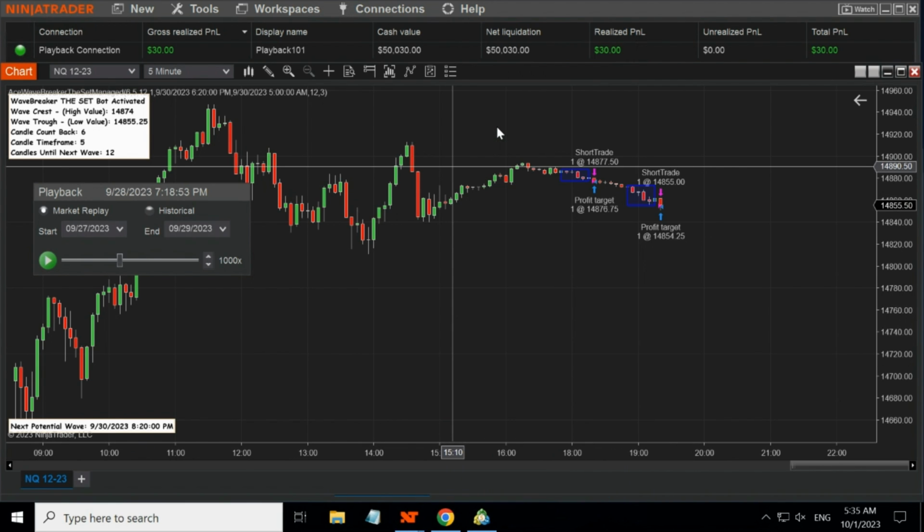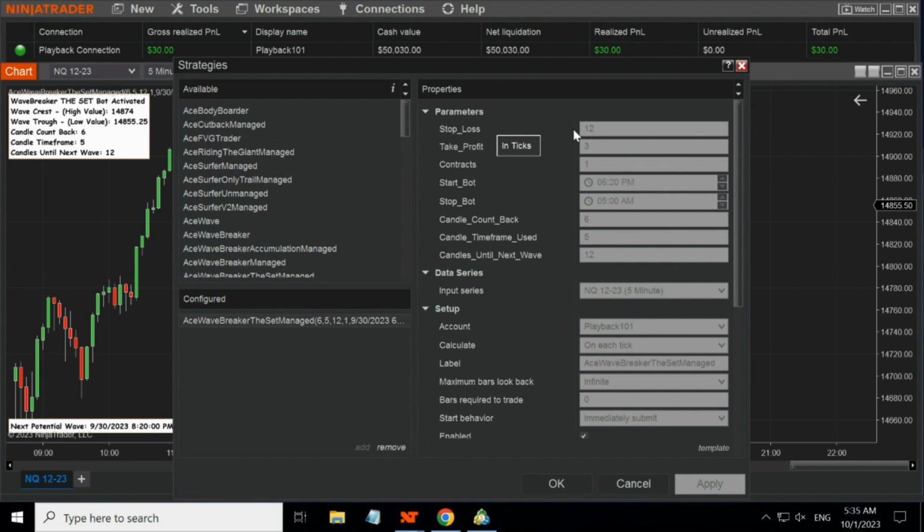So we'll go into the strategy, and you can see here I often have found recently that my parameters change often, but recently I found that the 3 tick take profit and the 12 tick stop loss has been quite successful on the NQ. I'm running one contract, but only because I've been testing it on my evaluations. I'm looking at starting this on my PA account soon.